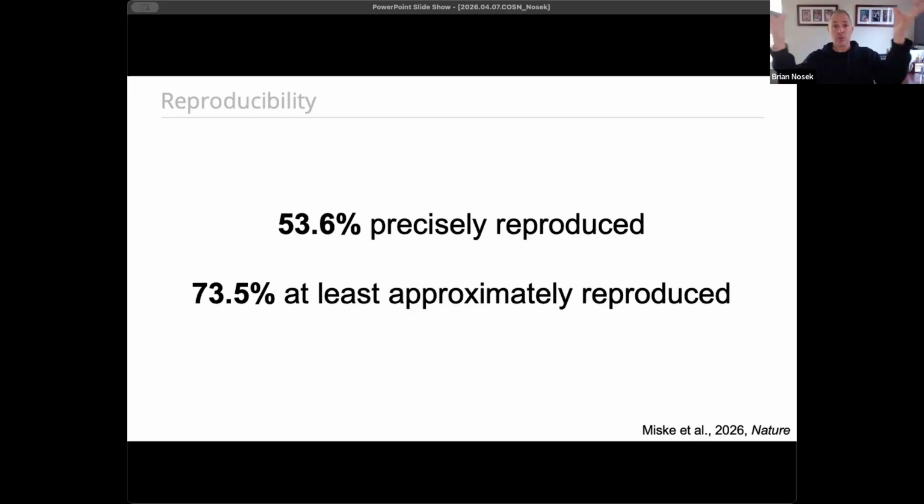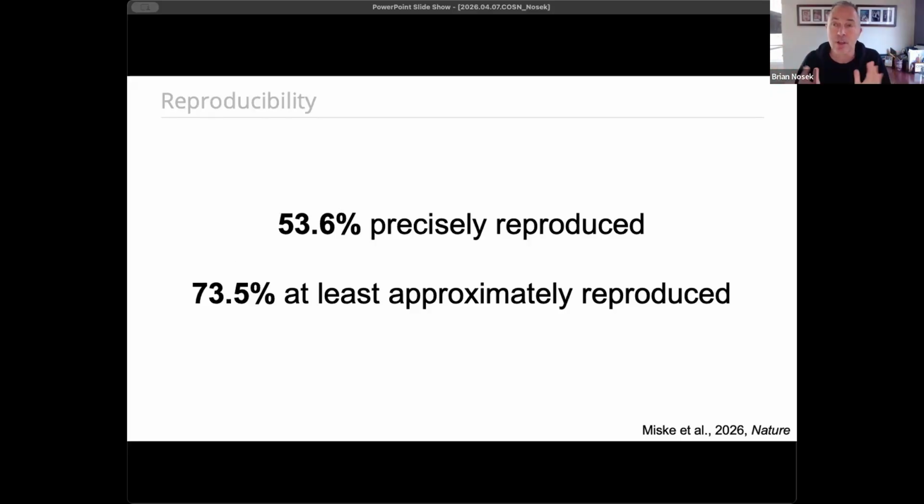Then, for those studies where we were able to get the data to try to reproduce the findings, we were able to precisely reproduce, see the same numbers as in the original paper, about 54% of the time. And then we said, well, okay, maybe we can't always get exactly what they showed, but let's at least get close. And so we defined a tolerance range.